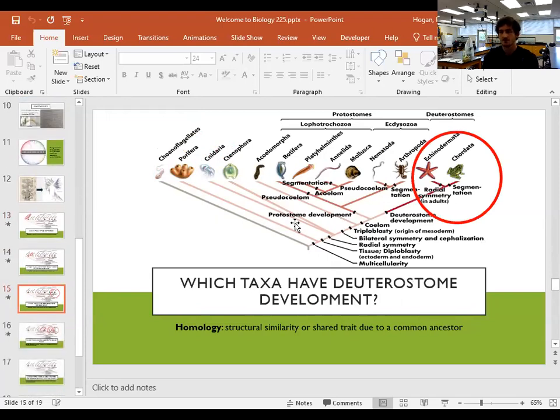The next one that I went over was homology. Homology is when there's a trait shared within different groups of organisms due to having a common ancestor with that trait. There's the example of Echinodermata and chordates. They both have deuterostome development at some point in their lives. Another example is multicellularity. Everything in this phylogenetic tree, except for the Choanoflagellates, is multicellular. So everything here is a homology, besides the Choanoflagellates.